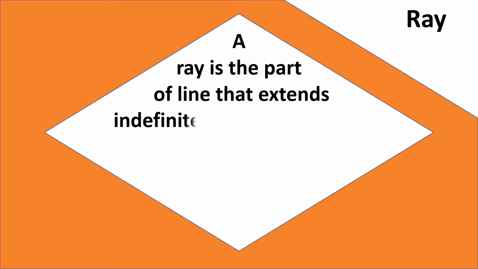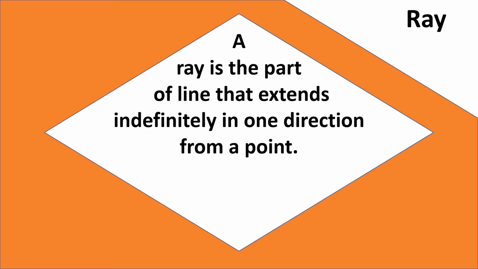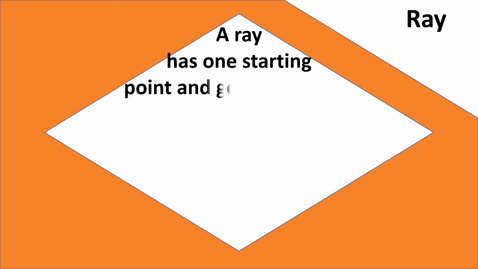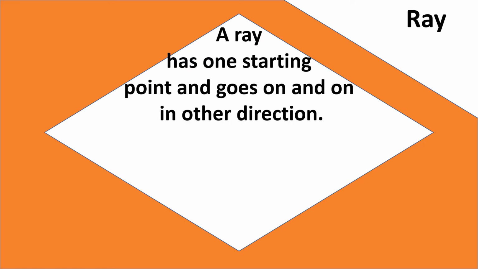So we can say that a ray is the part of a line that extends indefinitely in one direction from a point. I'm going to draw a ray. Here is a point P, which is the starting point or initial point for this ray, and here is the ray. Therefore, we can say that a ray has one starting point and goes on and on in the other direction. In other words, a ray has only one endpoint, which is its starting point.